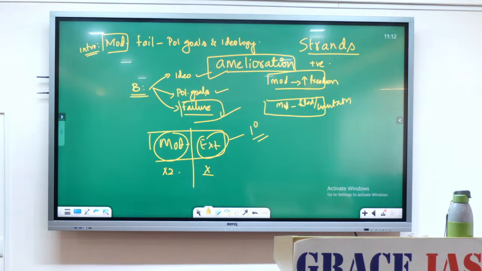INA, 2 questions have been asked. They have asked 2 questions about INA. Royal Indian Navy Revolt and all, it is already asked. Gandhian movement you wrote down. So many questions they have asked. So, about extremists, they have not asked. About revolutionaries, not asked. About Swarajists, they have not asked.